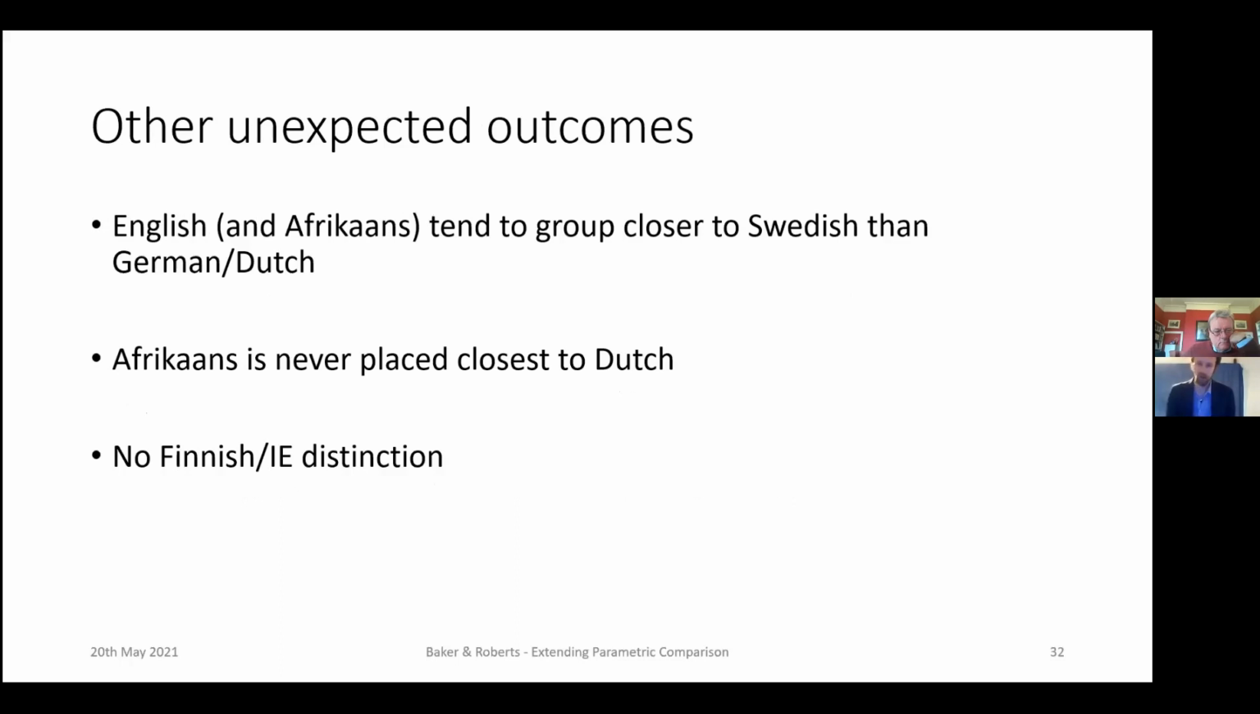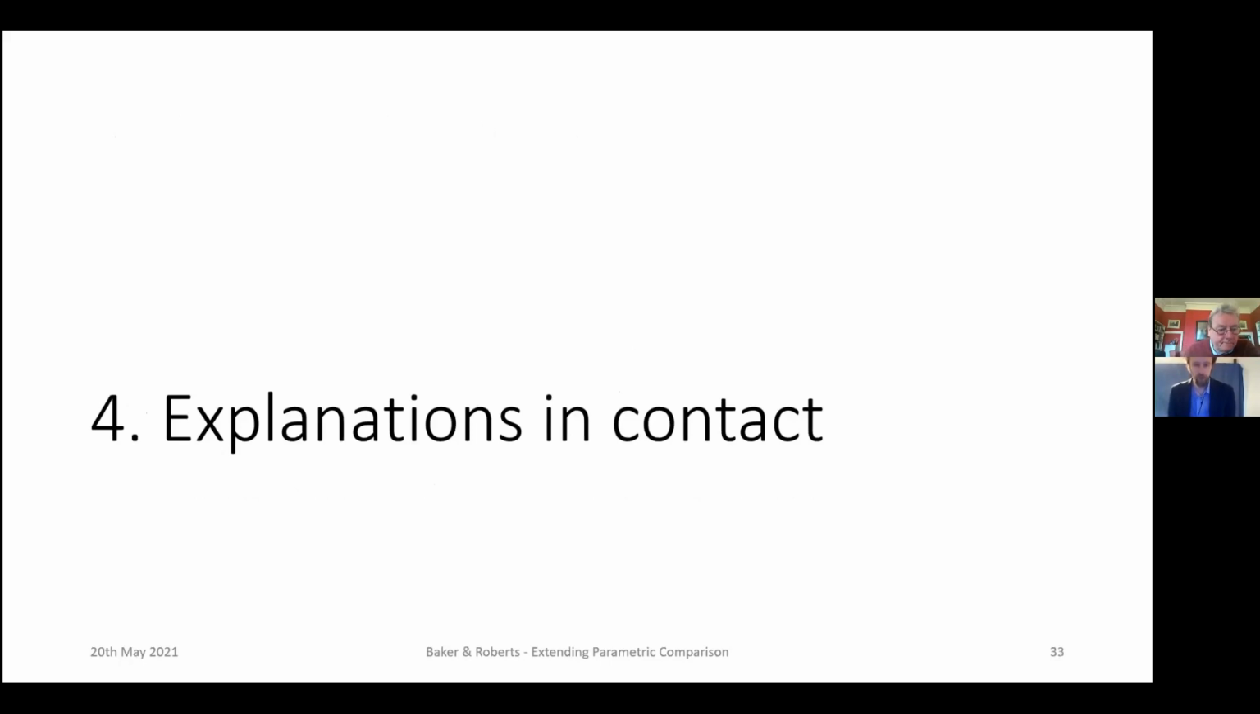There are also some other unexpected outcomes, as we've seen, the tendency for English and Afrikaans to group closer to Swedish than German and Dutch. Afrikaans, as we've seen, is never placed close to Dutch, in spite of the two being genetically close to each other. And as again we've seen, there is not a clear-cut distinction emerging between Finnish and Indo-European. So an obvious set of explanations for these patterns is contact, and I'm going to hand over to Ian to discuss those now.